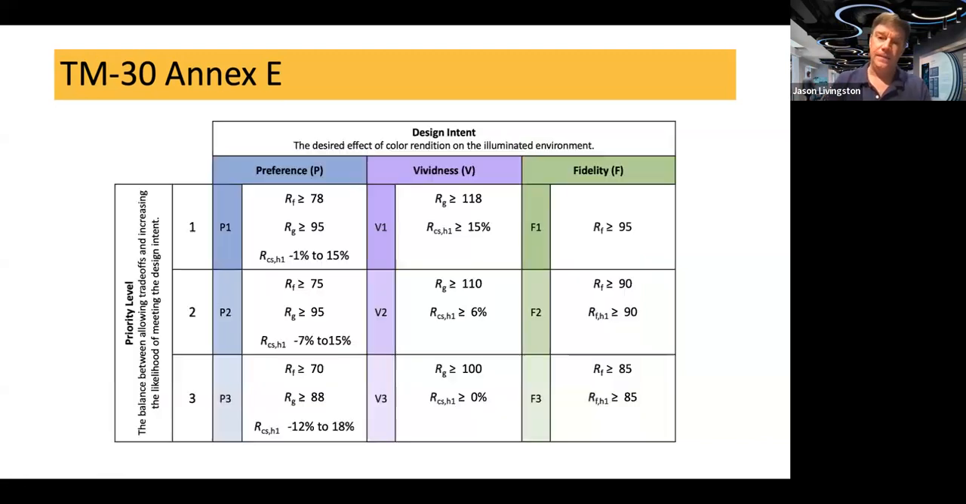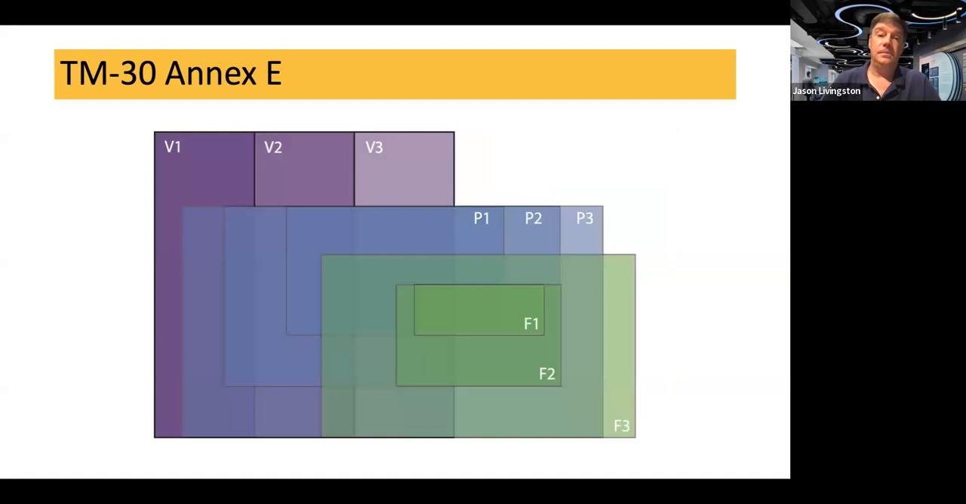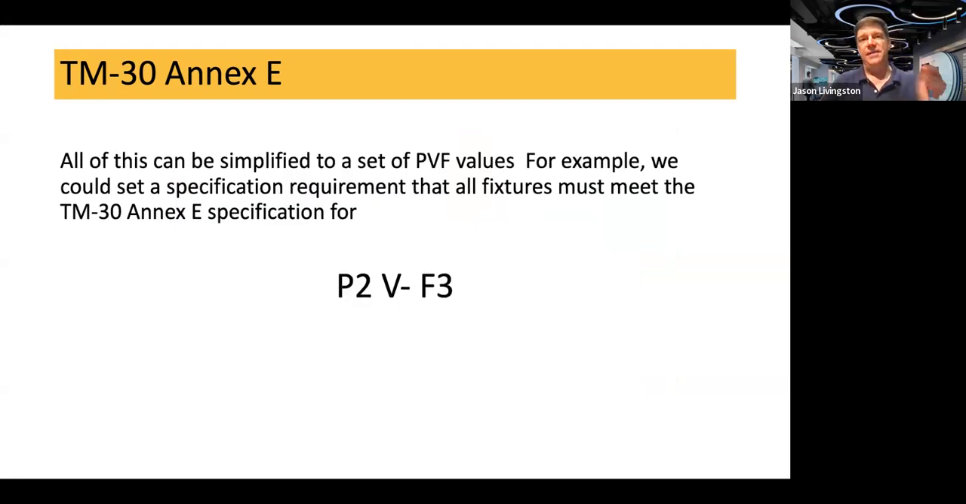So the P's, the V's, and the F's are not existing in isolation. And things like P2, F3, P2, F2 are very common in current white light LED products. So with the PVF, preference, vividness, fidelity, and with the priority levels 1, 2, 3, we could find ourselves in a situation, and actually the color committee is hoping that manufacturers begin to adopt this, where we don't have to worry about the specifics of the numbers and the measures. We can just look at the PVF, right?